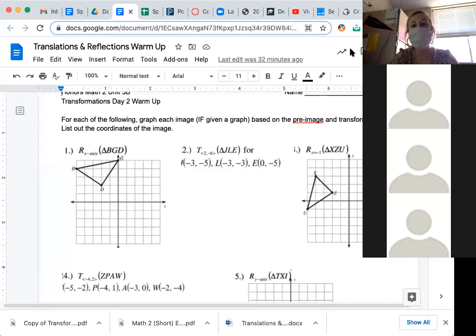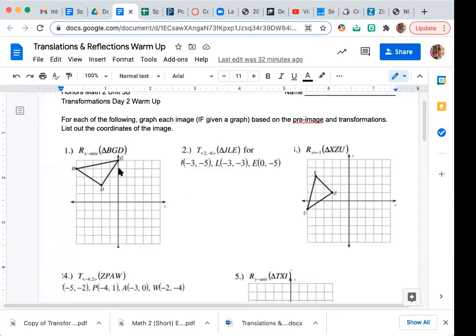So do y'all want me to show you how to graph it and also the ordered pairs? Okay. So I'm going to show y'all how to graph this one again. Remember, if we reflect over the x-axis, that would be this part, correct? To graph it, you want to count your distance from the mirror line and go the opposite way because it's a reflection. So D is 2 away from the x-axis. If I count 2 down, this is where D prime would be.